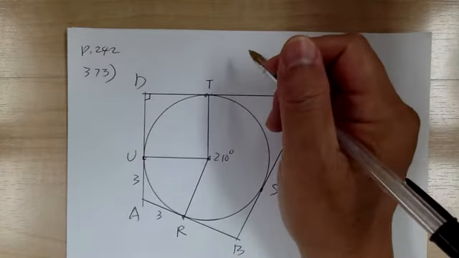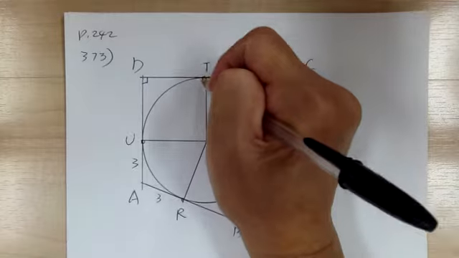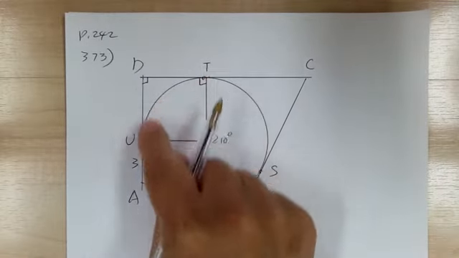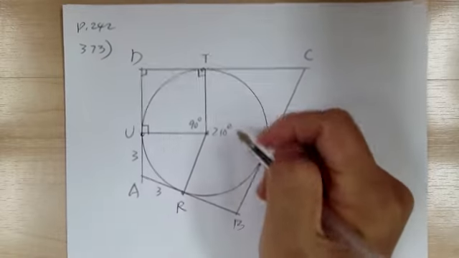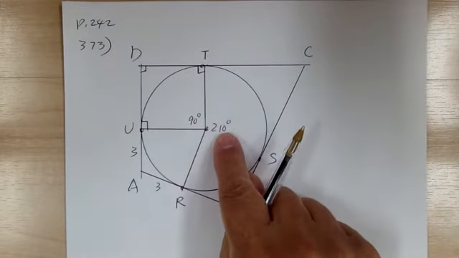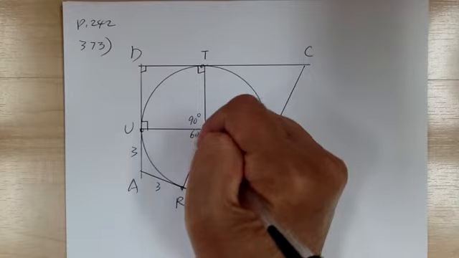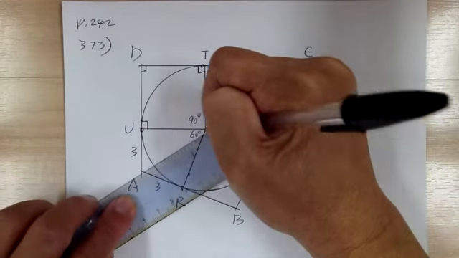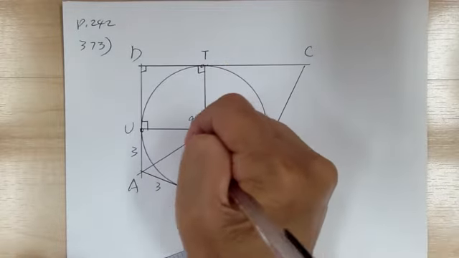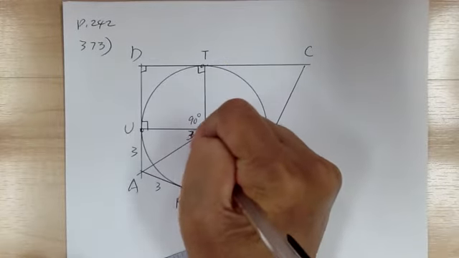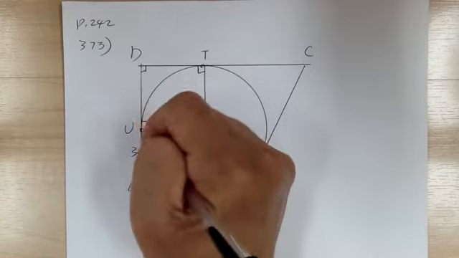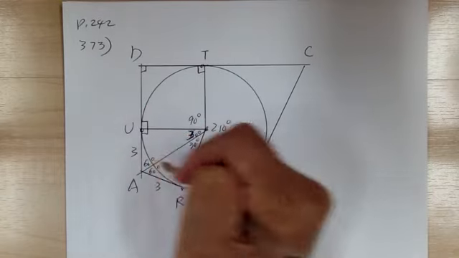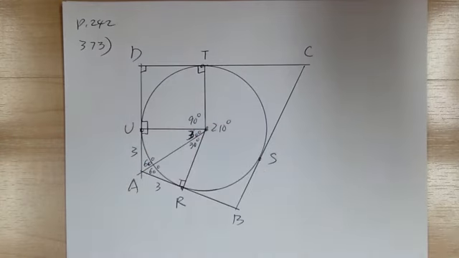That means this angle is also 210 degrees. Radius and tangent are perpendicular, so this is perpendicular. So if this is 90, 90, 90, this would also be 90. And if this is 90 and this is 210, that's 300, so this would be 60. Then if you cut this in half, you get 30 and 30 degrees. This would be a right angle, so this would be 60 degrees, 60 degrees. So right away we know those facts.